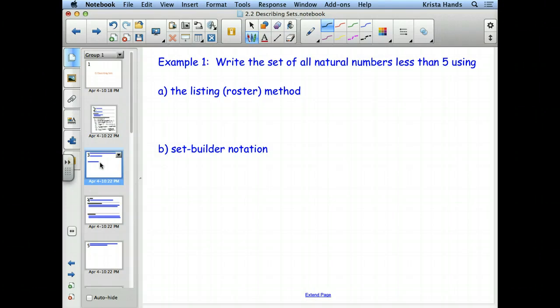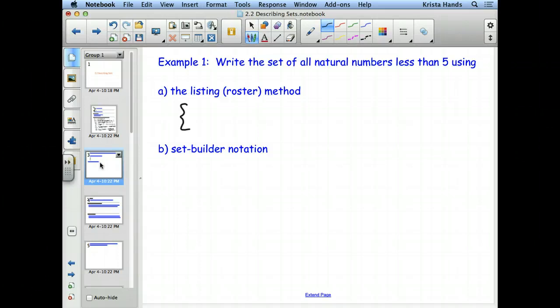All right, so example number 1. It says we're going to write the set of all natural numbers less than 5 using these 2 methods. The first method is the listing or roster method. And then the second method is that set builder notation method, which we haven't actually done one in yet, but we'll get there. So the listing method means that I use curly braces, and I simply write out everything that this described. So what will I write inside of my curly braces?